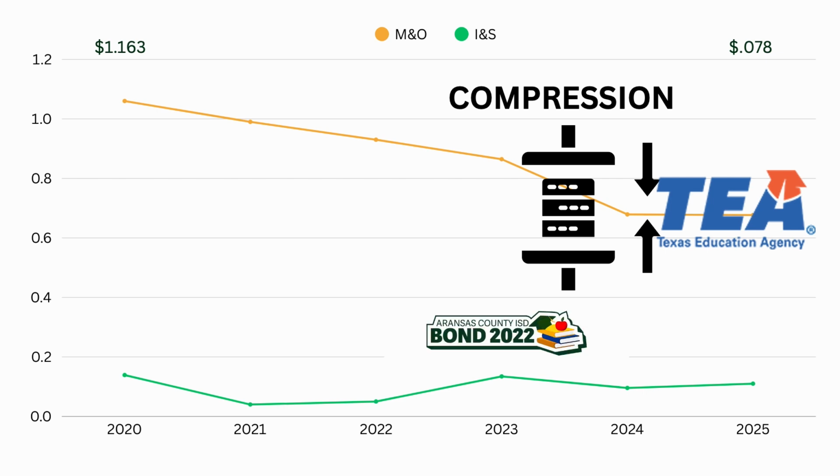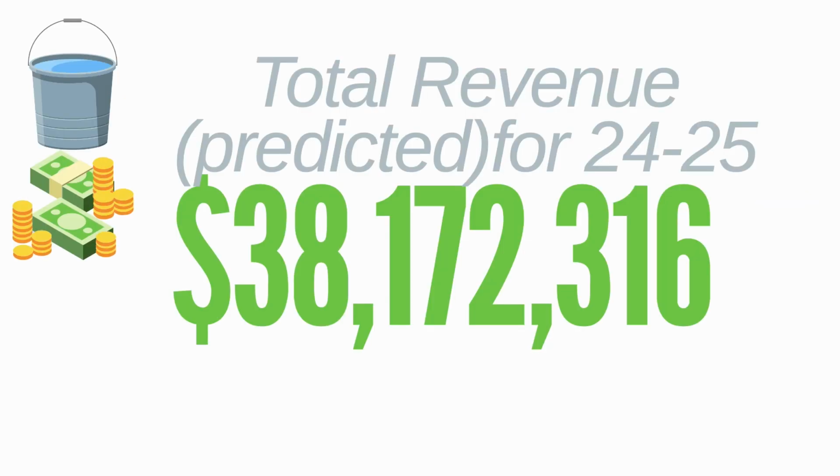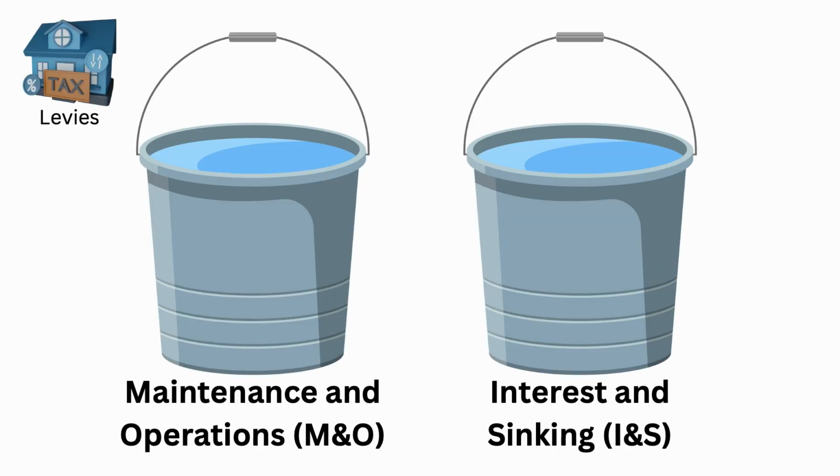Our INS is determined by our Board of Trustees. You will see that we had a jump in 22 to 23. That was after we passed our school bond of 2022, resulting in our new facilities at Fulton and soon to be online, our high school renovations and addition. This year, our revenue is predicted to be $38,172,316 in our local revenue, our M&O.